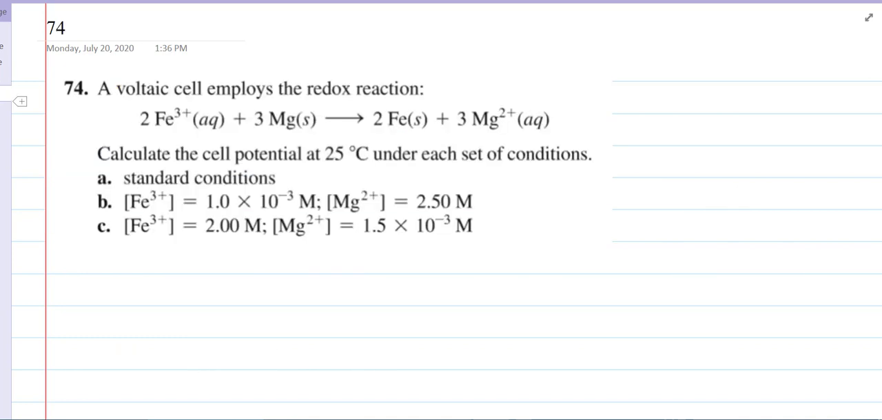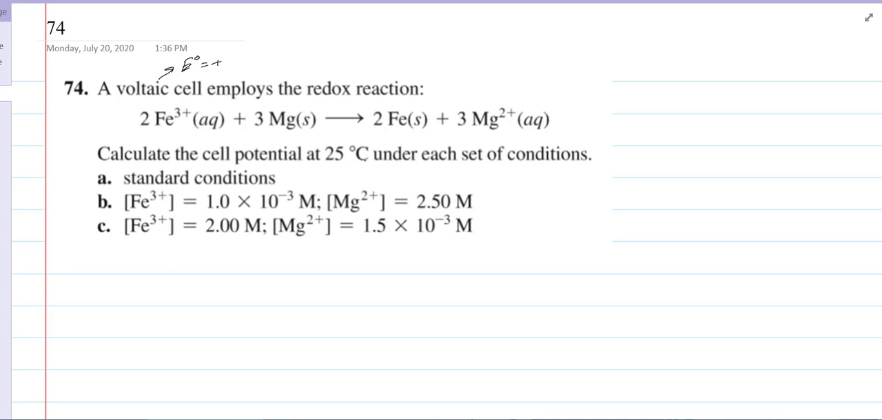74. You have a voltaic cell. It employs this redox reaction, iron 3+ and magnesium going to iron and magnesium 2+. Calculate cell potential under the sets of conditions. So we know voltaic cell, E standard is positive. That right away tells us. Okay. We're at magically 25 degrees Celsius, which is very convenient.